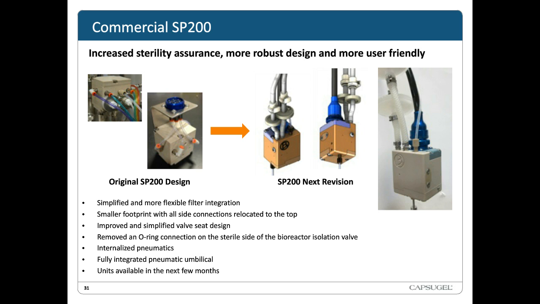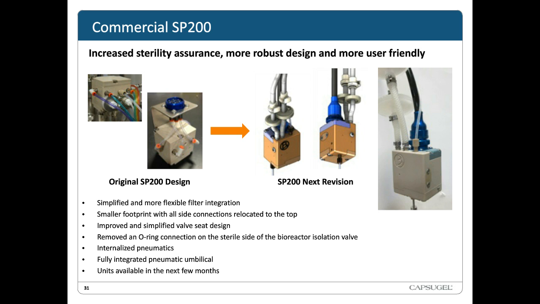We did a lot of work to simplify and make more flexible the filter integration into the system for sanitizing the sanitant and the air that comes in. We made it a smaller footprint with all the connections coming out the top, because those bioreactors can get crowded, so it makes it a lot easier to connect and to keep the tubes out of your way because of all the other connections that go into your bioreactor.